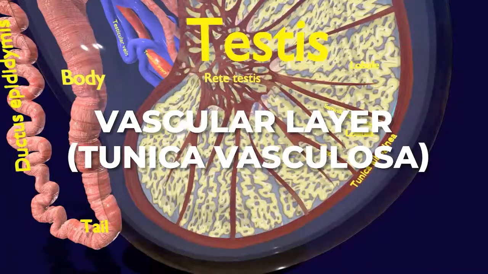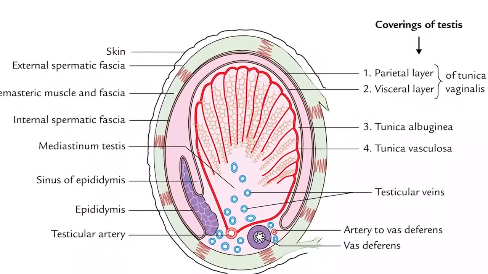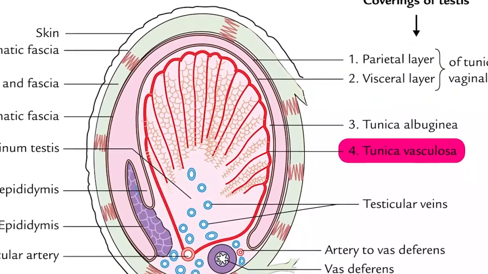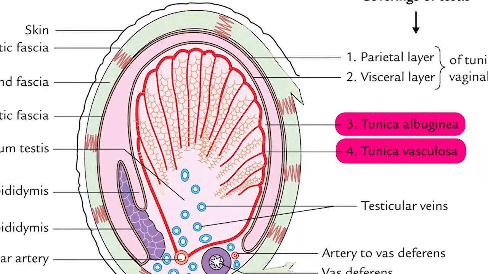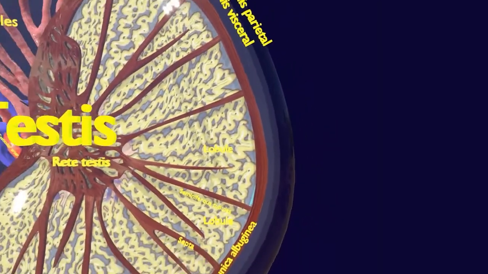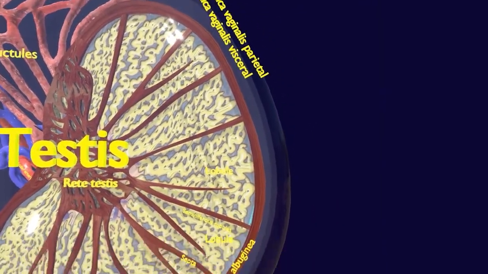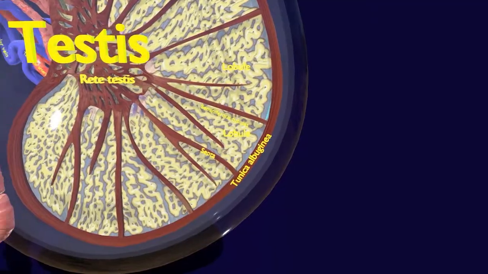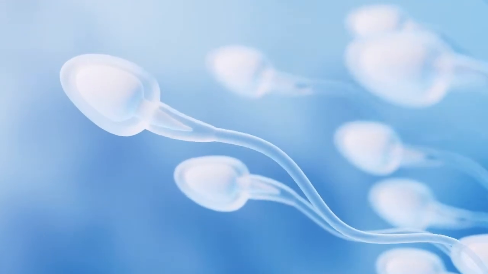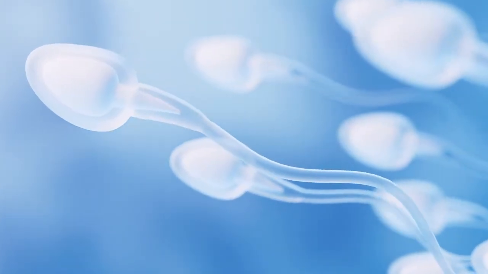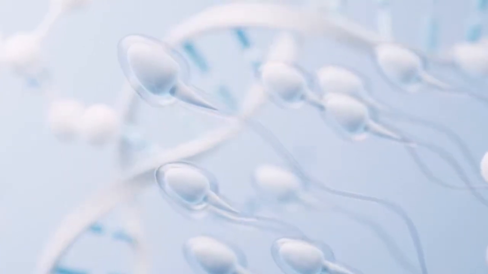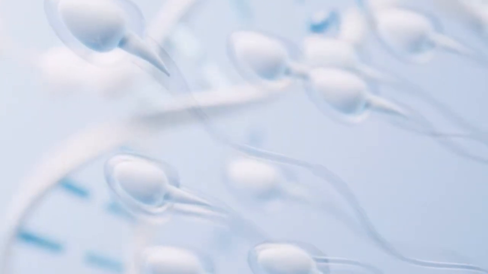Tunica vasculosa. The vascular layer, also known as the tunica vasculosa, is the innermost layer of the testis, lying beneath the tunica albuginea. It consists of a network of blood vessels that provide nourishment to the testicular tissue. This layer is crucial for delivering oxygen and nutrients to the developing sperm cells within the seminiferous tubules, ensuring their proper growth and development. The vascular layer also helps remove waste products generated during spermatogenesis.